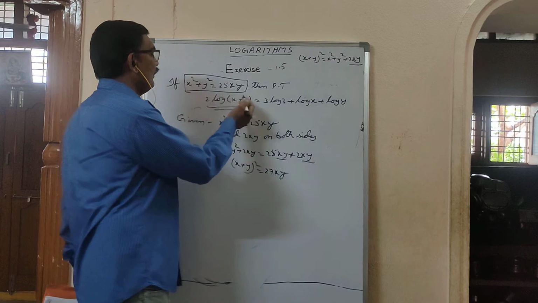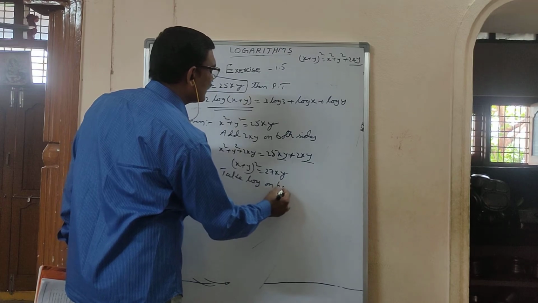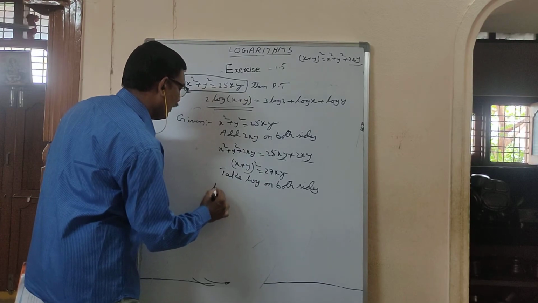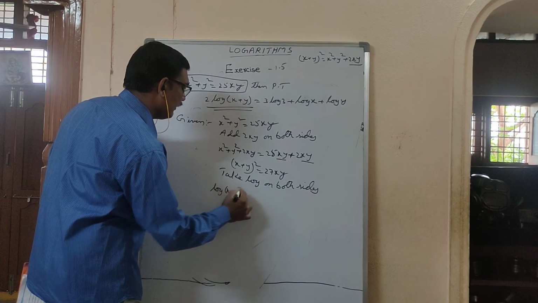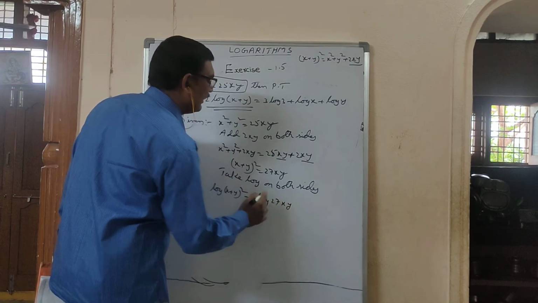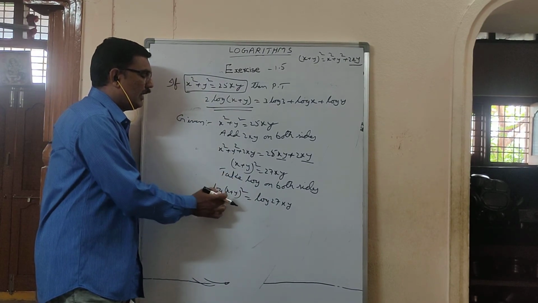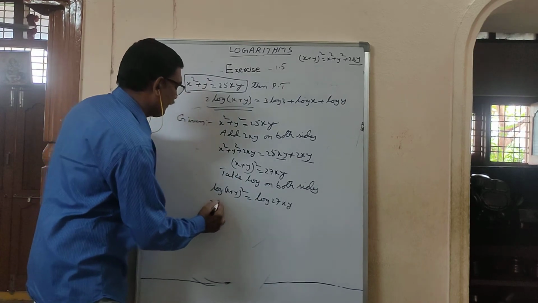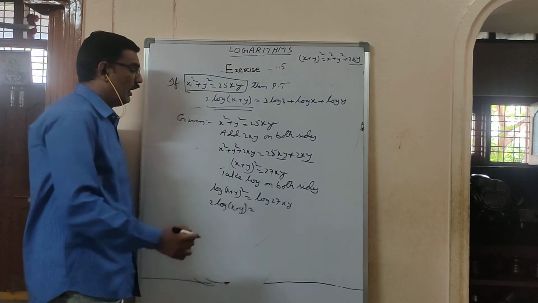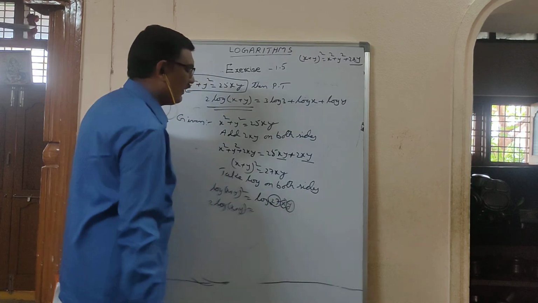Then what you have to do? We should take log on both sides. What happens when you take log on both sides? You get log x plus y whole square in LHS, log 27xy in RHS. In LHS, log a power m means 2 log of x plus y is equal to. And here 27 is a number, x is one variable, y is another variable.